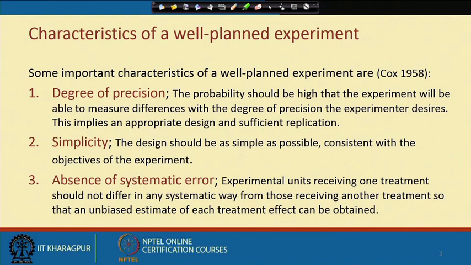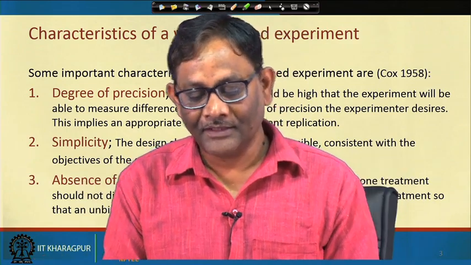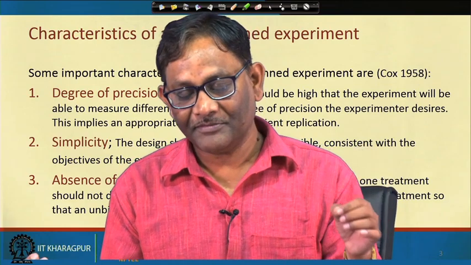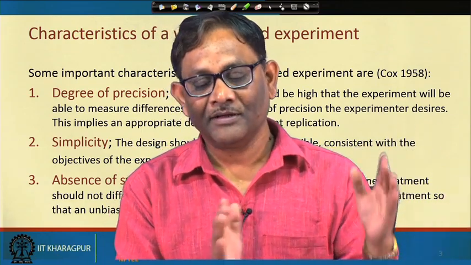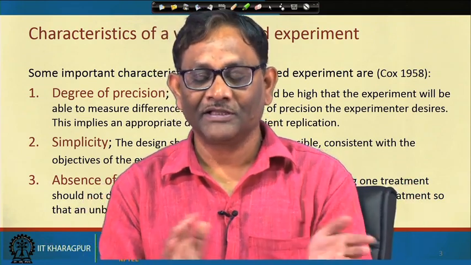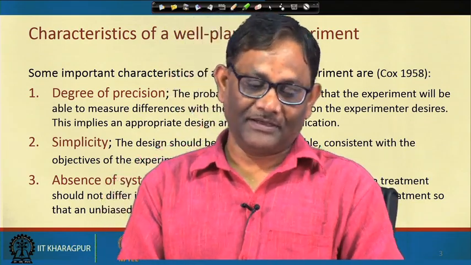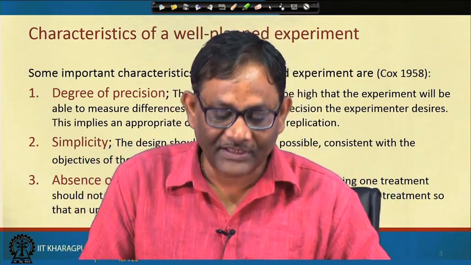Absence of systematic error. Experimental units receiving one treatment should not differ in any systematic way from those receiving another treatment, so that an unbiased estimate of each treatment effect can be obtained. What do I mean? Suppose you are measuring one piece, then a second time, and a third time. If you know that the second measurement value is 5 units, then you think the next measurement will be 5 or 5.5. But that kind of systematic bias should not be there. So it should not have any systematic error.